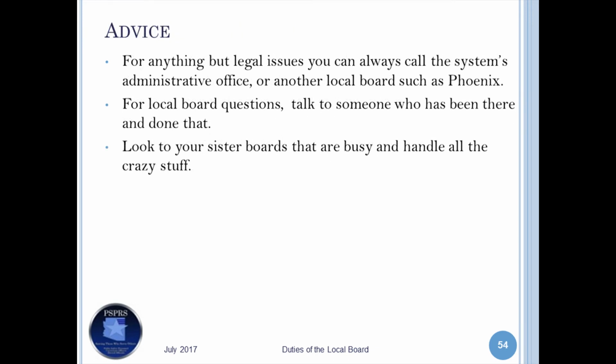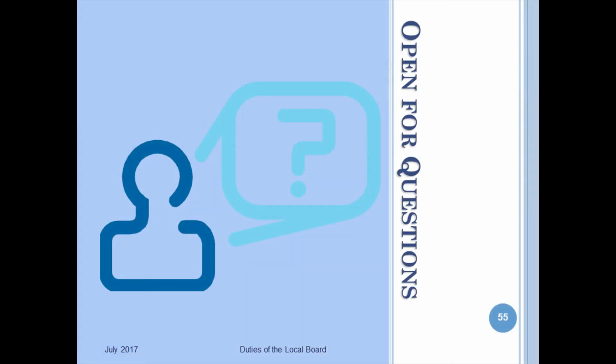A little advice: for anything but legal counsel, you can always call our system. You can talk to the Phoenix local board. They're very good at helping people out. Local boards can always talk with each other, help each other out as well, and look to your sister boards in your area to handle a lot of the crazy stuff that's going on sometimes. It's always good to get together once in a while.